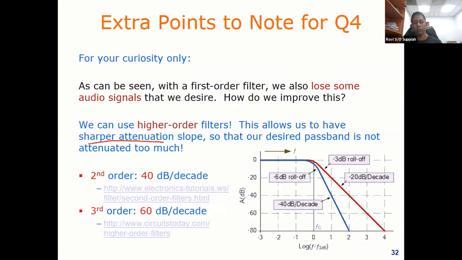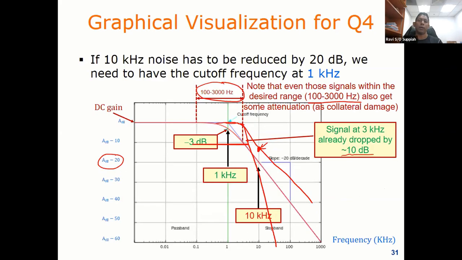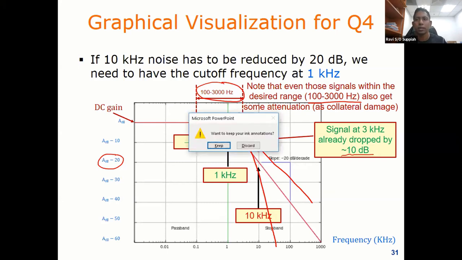Okay, so again, this is just for your information only. In a first order filter, of course, it's easy to design and easy to analyze, but you have to do some trade-off between the frequency signals that you want and whatever signal that you need to attenuate. In this tutorial, I think question 4 is quite comprehensive in covering a lot of the concepts of filter design and how to look at it from the analysis point of view.